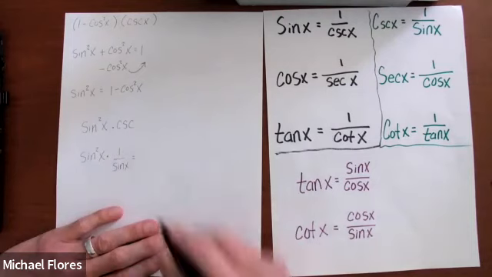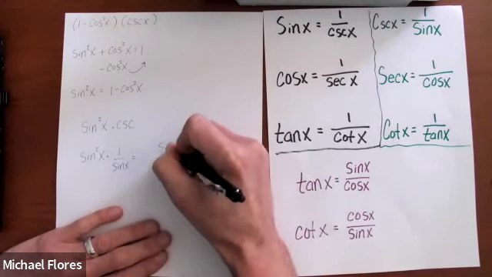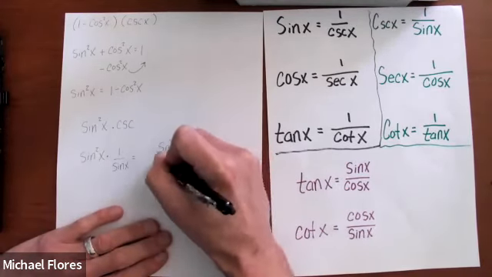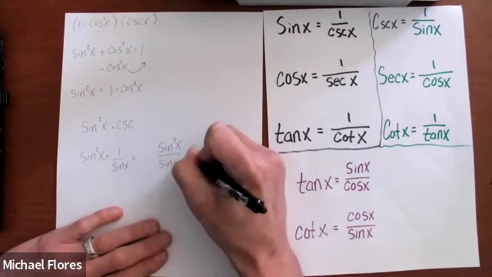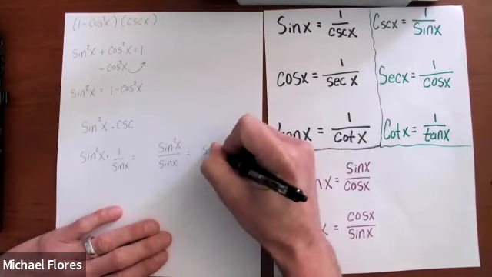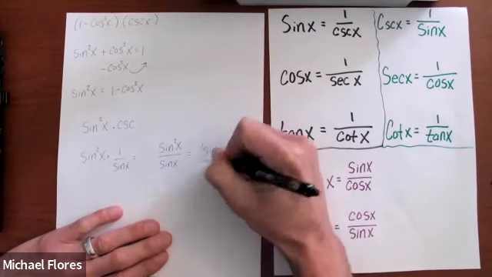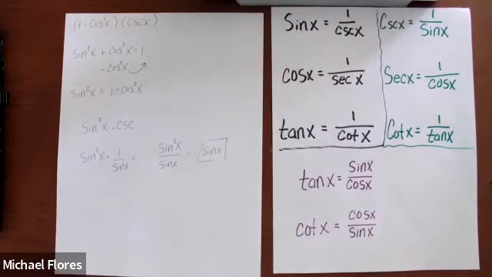If I were to multiply this out, we would get sine squared of x over sine of x, which would simplify to our single trig function, sine of x. Final answer. Yes, sir, Aura.